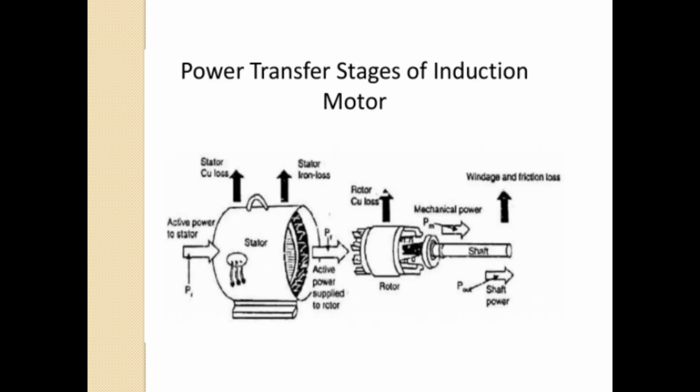This is the power transfer stage of a three-phase induction motor. First one is active power in the stator. At this stage it produces stator copper losses and stator iron losses. Active power supplied to the rotor produces rotor copper losses. And electrical power is converted into mechanical power. It is connected to the shaft, where windage and friction losses are produced.